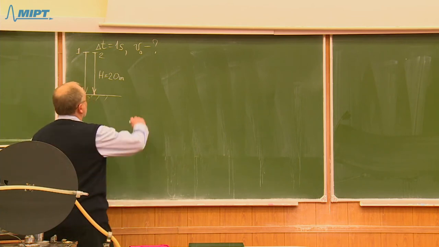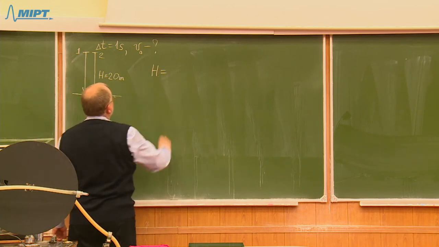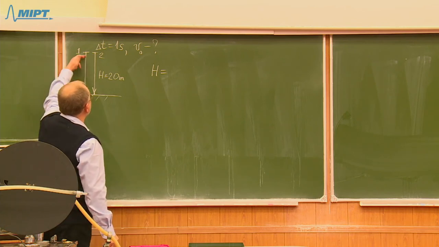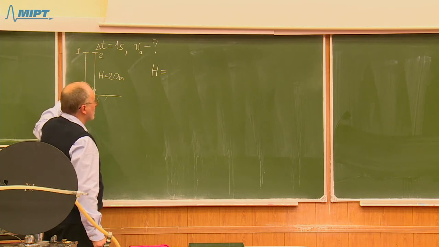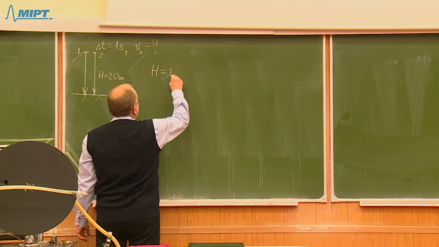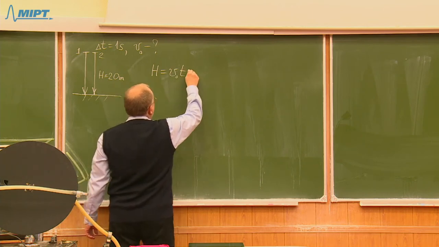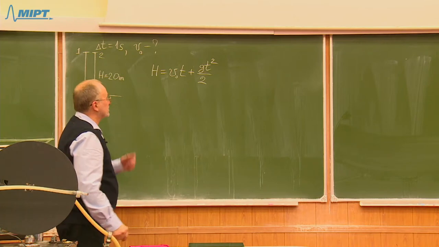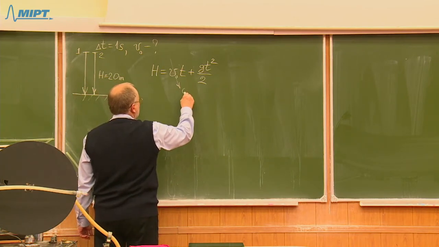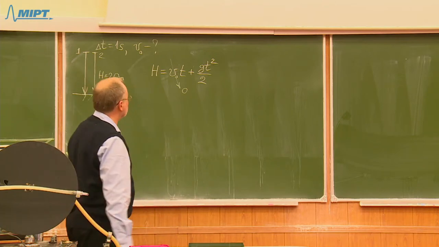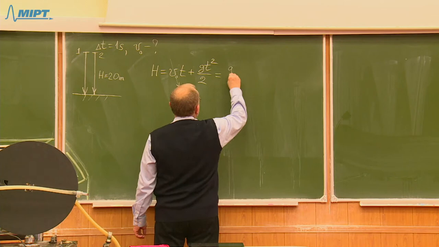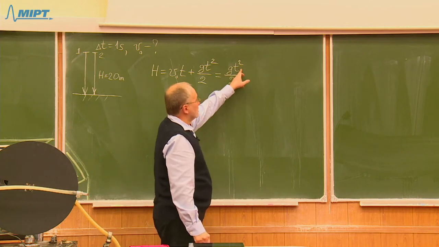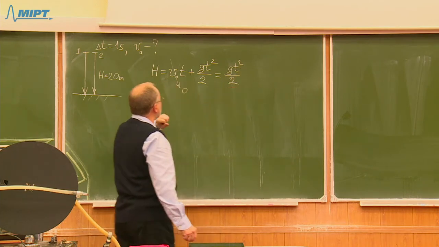Well, the solution is very simple, certainly. It's kinematics, and the kinematic formula for displacement if the body moves with constant acceleration of free fall. The displacement is initial velocity times time plus acceleration times time squared over 2. For the first stone, the initial velocity was 0, according to the statement of this problem. So for the first stone, we have this formula: the height equals the acceleration of free fall times the time in motion squared over 2.